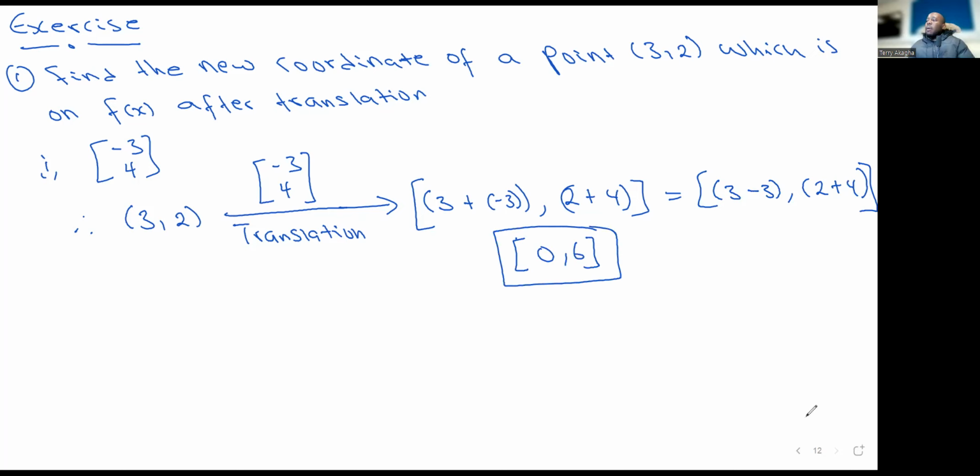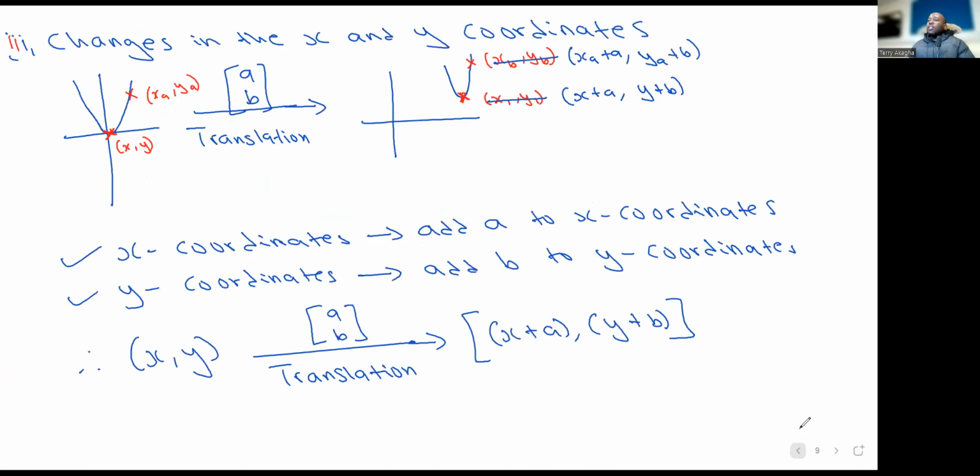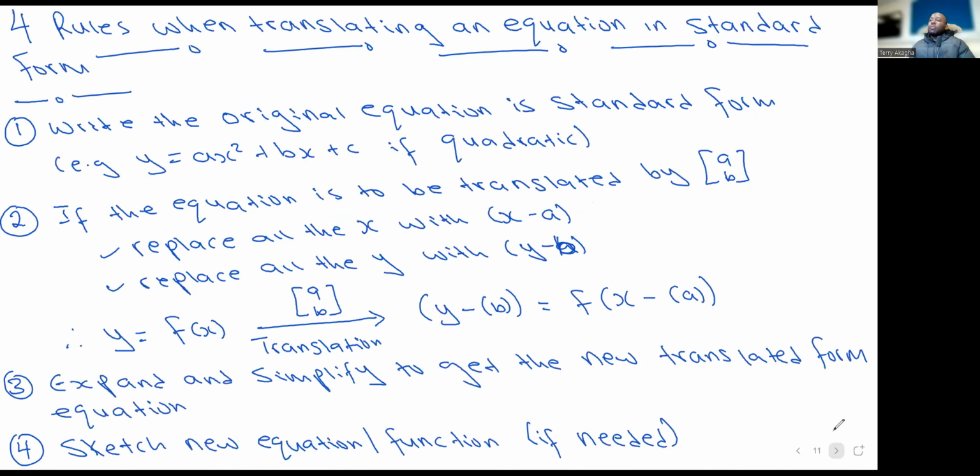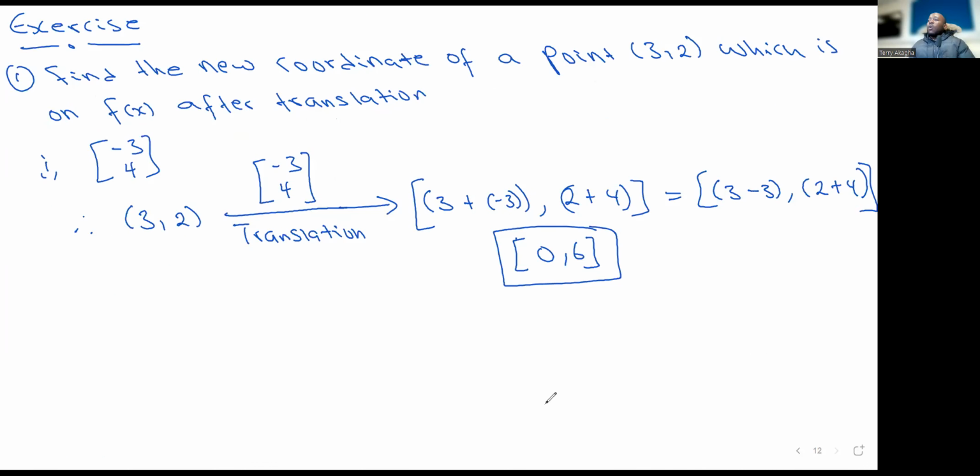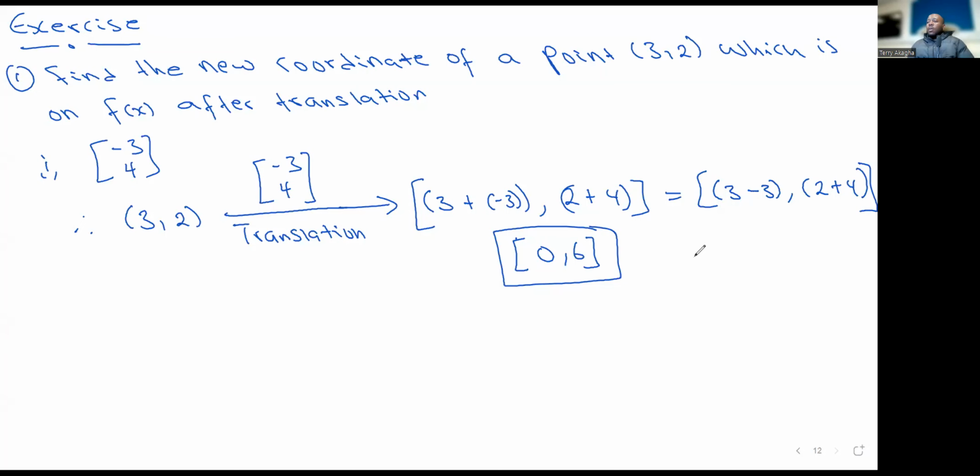Remember, if you're getting the new coordinates, you need to get the translation in vector form. The a, you add to the x, and the b, you add to the y. Okay, so we've done that for the first one. So we'll move to the second one.